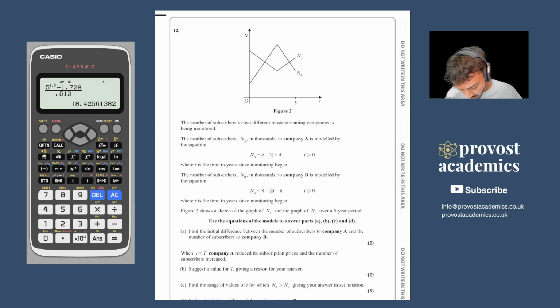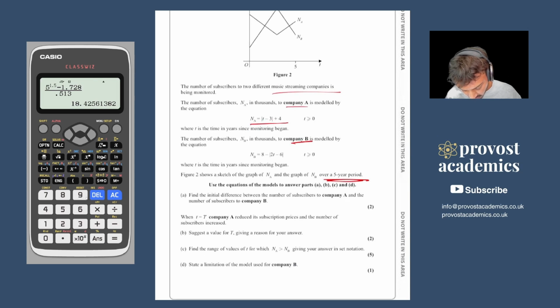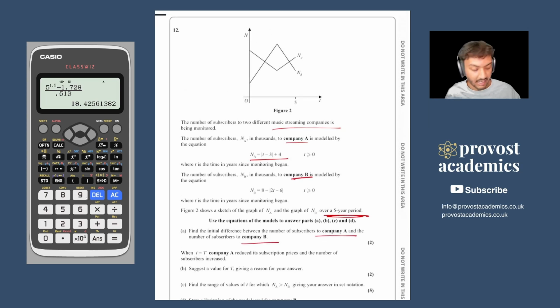Okay, so two graphs, two modulus functions. Company A, company B. Music streaming companies. Looks like they've got an inversely proportional relationship, it seems. Okay, 5-year period. Find the initial difference between the subscribers in company A and company B. So effectively at time t equals 0, that's what we're looking for. So if we start when t equals 0 in both equations, get the numbers, and it's in thousands, right? Yeah, that would make sense.